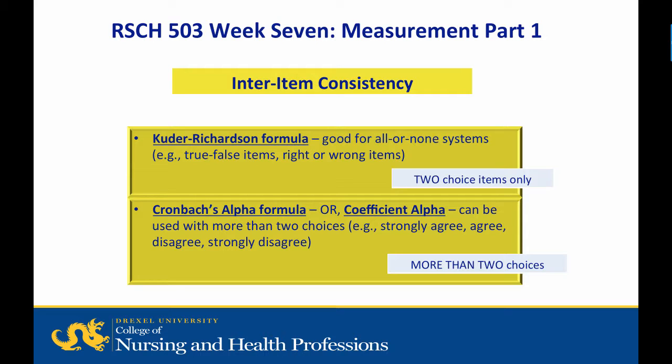Inter-item consistency of a test or instrument can be determined by two statistical methods. First, the Kuder-Richardson formula can be used, but only for a test or instrument with two choices per item. For example, true-false items, right or wrong items, etc. And second, Cronbach's alpha formula, or coefficient alpha, can be computed on a test or instrument with more than two choices. For example, a test or instrument with Likert scale responses: strongly agree, agree, disagree, strongly disagree.